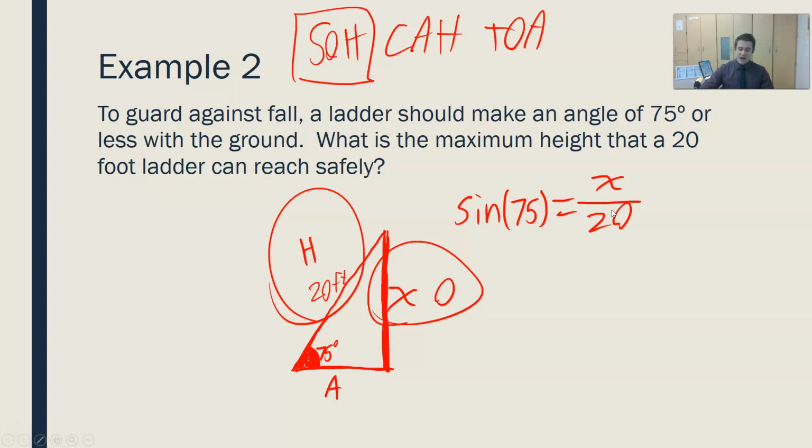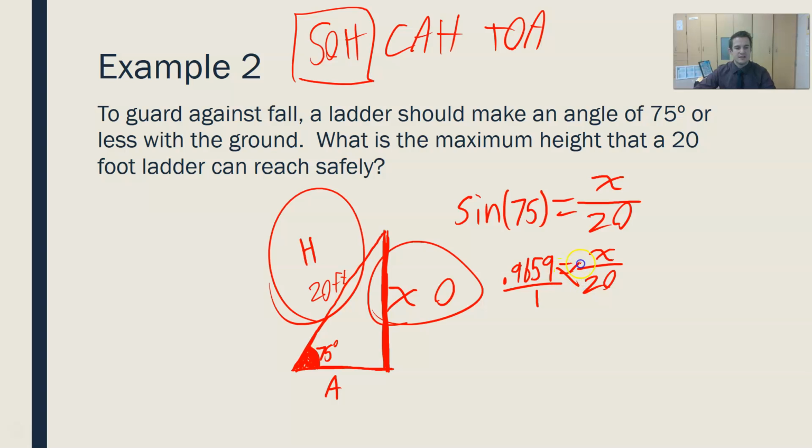Well, sine of 75, my calculator knows how to do that. Sine of 75 is equal to 0.9659, and that's equal to x over 20. I'm going to write this over 1 just so I can have a fraction on both sides. And what do I do next?